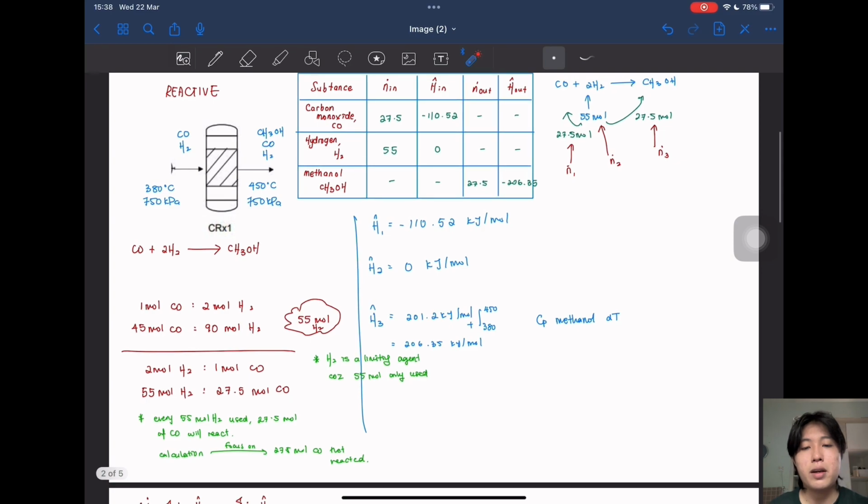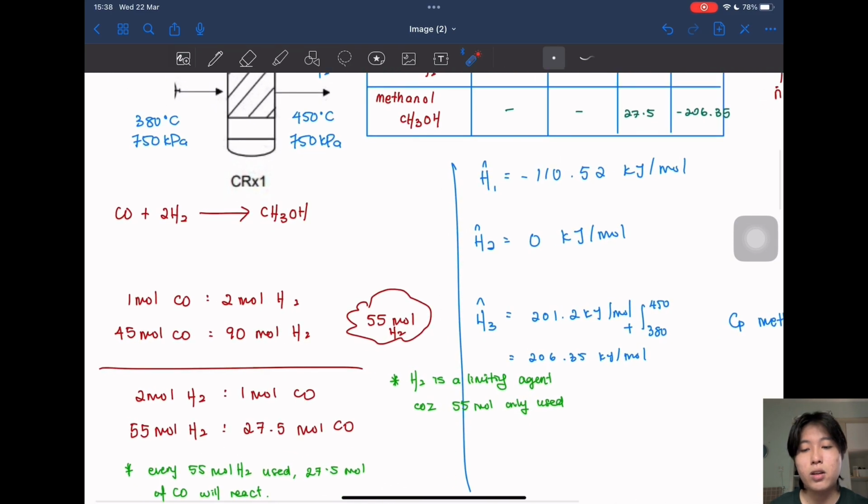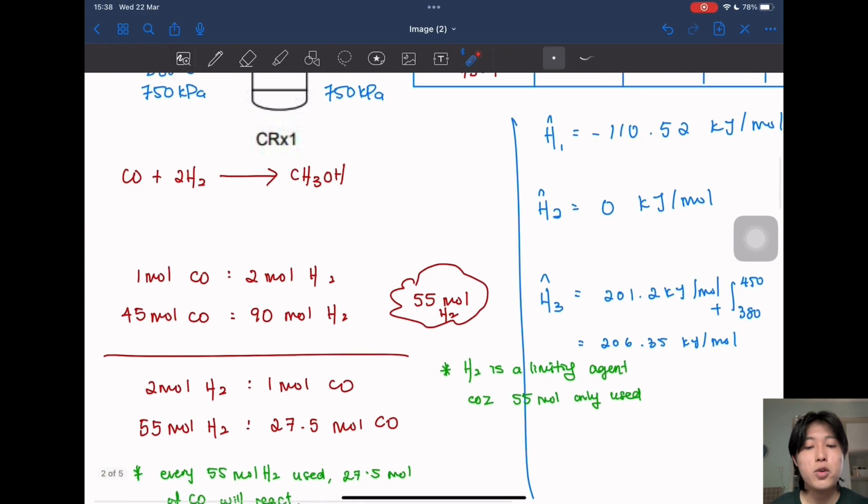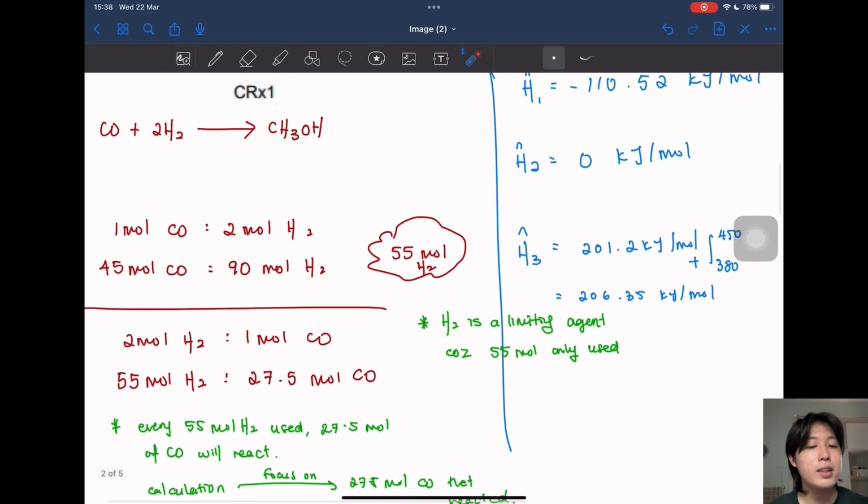So this is how I calculate the molar flow rate in. 1 mole of carbon monoxide reacts with 2 moles of hydrogen gas, which equals 45 moles of carbon monoxide reacting with 90 moles of hydrogen gas. As we know, we only have 55 moles of hydrogen gas. So hydrogen gas is the limiting agent because only 55 moles of hydrogen gas is used in this reaction.